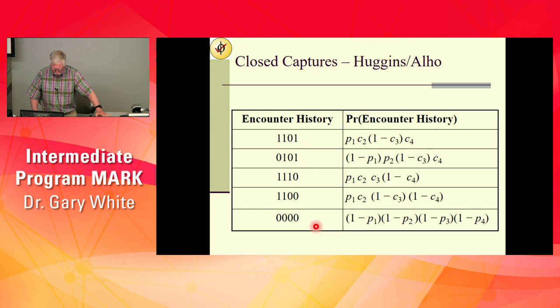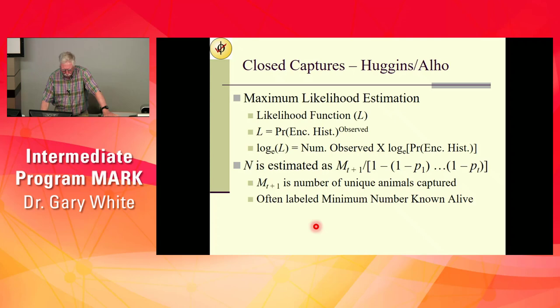So we're going to use maximum likelihood estimation, of course. And again, we're going to take that probability of that encounter history to the power of the number of animals observed with that. That gives us our likelihood, or likewise, the log likelihood is the number observed times the log of that probability of the encounter history. N is estimated. Now, this is approximately how the Huggins model works. I won't go into all the great details, but this is roughly what's going on.